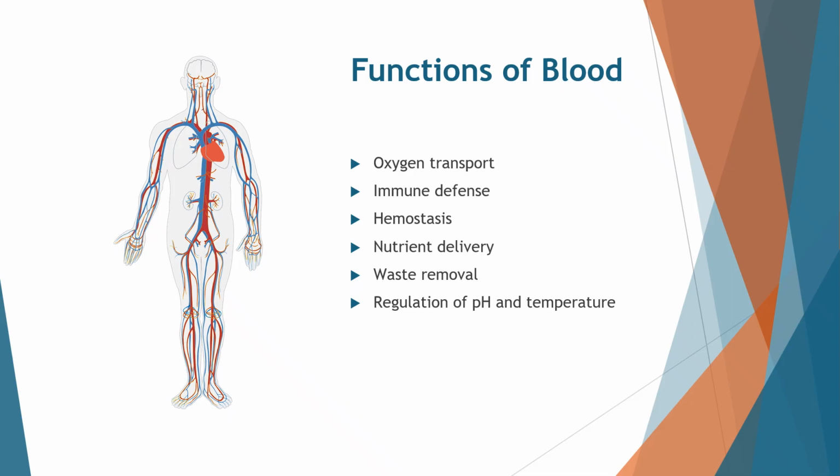Then we have nutrient delivery and waste removal. Blood acts like the body's transportation highway, delivering glucose, hormones, and electrolytes while carrying away carbon dioxide and metabolic waste. And finally, regulation: pH balance, temperature control, and fluid equilibrium. So when we analyze blood, we're not just evaluating cells, we're evaluating homeostasis itself.